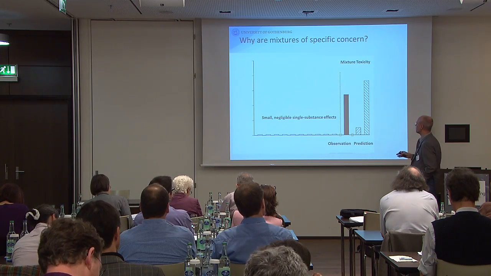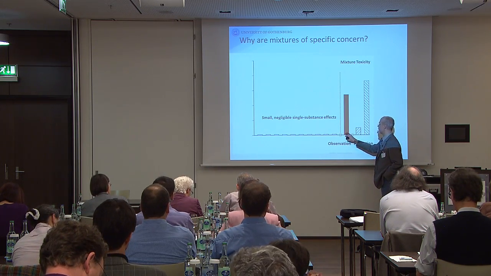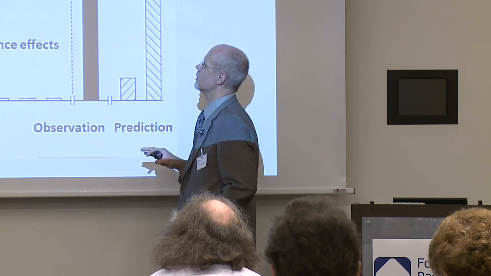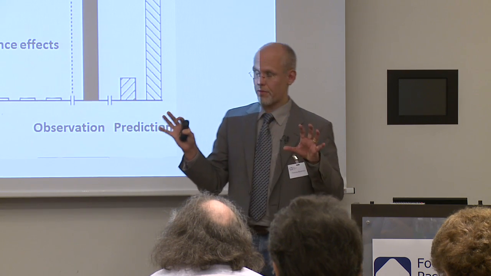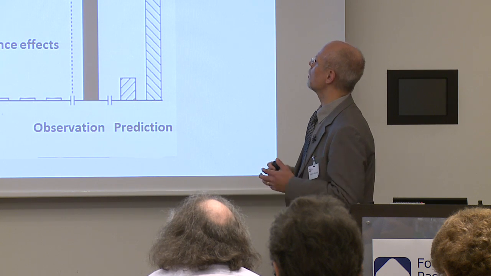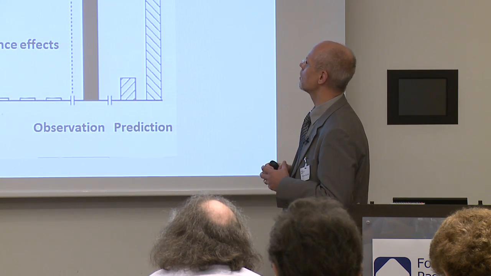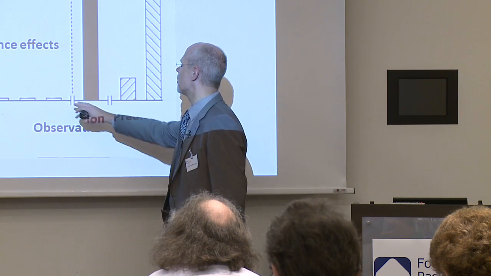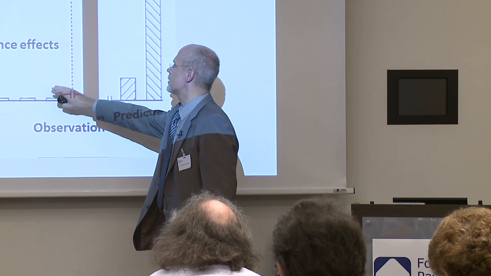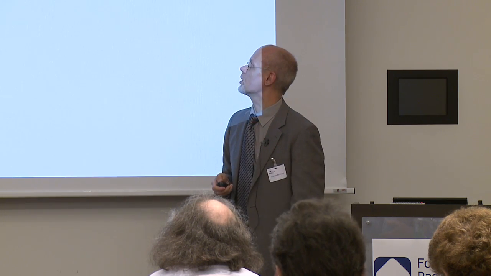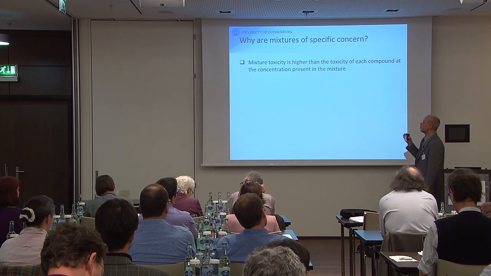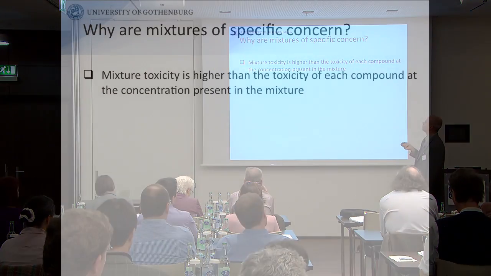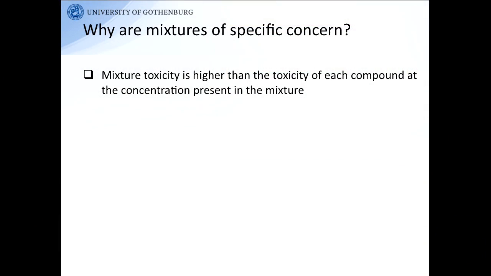We have possibilities to actually connect the observation to a predicted mixture toxicity. We have two models that are defining the cornerstones of mixture toxicology. I'm going a bit more into details there in a second, but it's still the same thing. The small effects here might add up to a substantial mixture effect. So just to summarize that, mixture toxicity is higher than the toxicity of each component at the concentration present in the mixture. That's the typical case that we are facing.